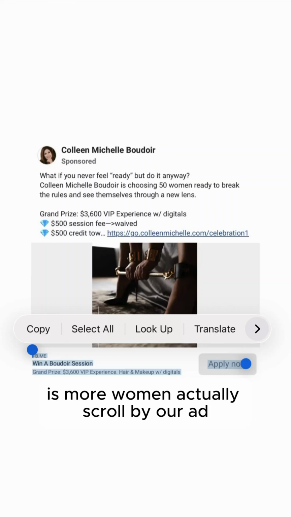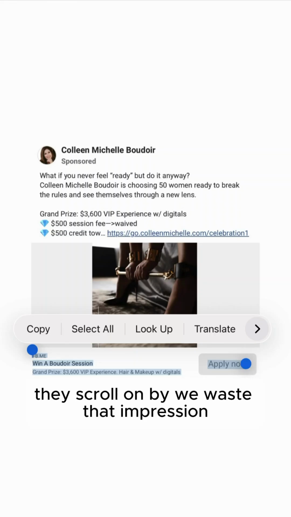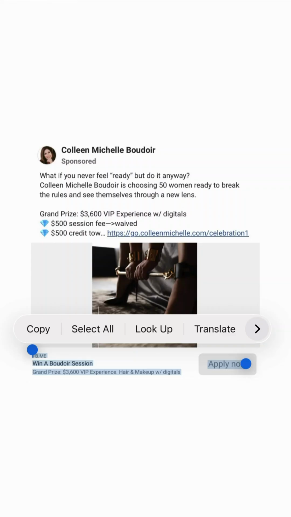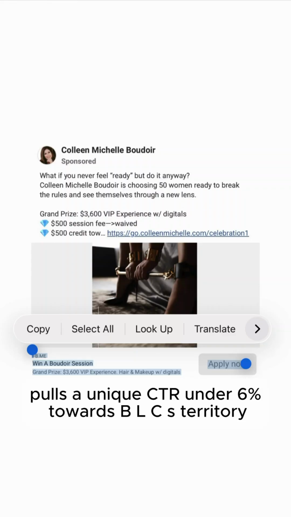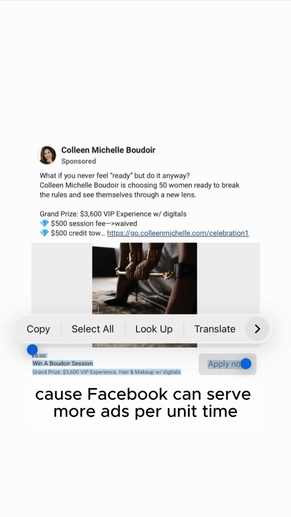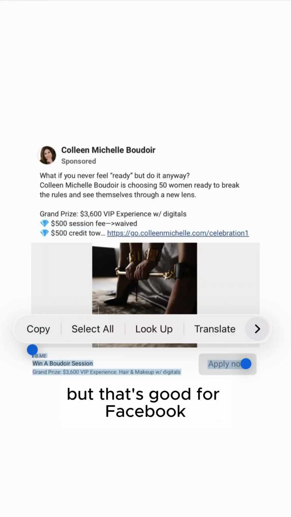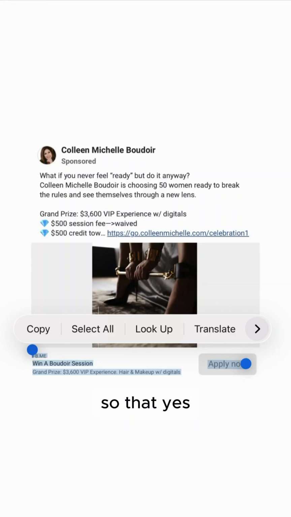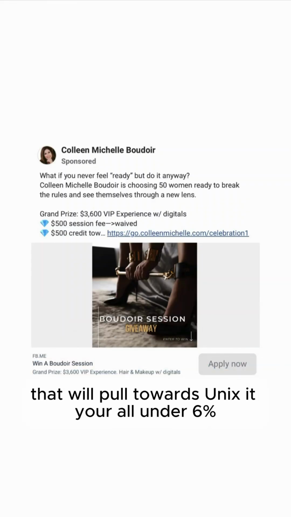The consequence of this, though, is more women actually scroll by our ad when we do this. They don't click on it, they scroll on by, we waste that impression, we waste that ad spend to get that impression, our ad does not go into their brain. Pulls our unique CTR under 6% towards BLCS territory. Facebook likes it because Facebook can serve more ads per unit time, but that's good for Facebook. I care about what's good for us, the boudoir photographer. So yes, that will pull towards unique CTR under 6%.